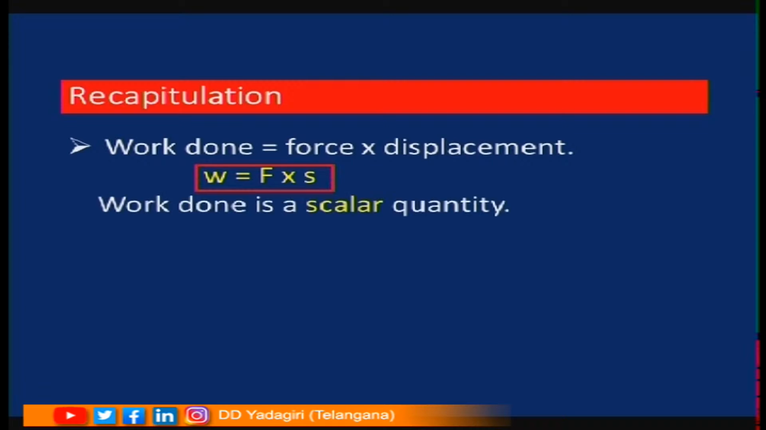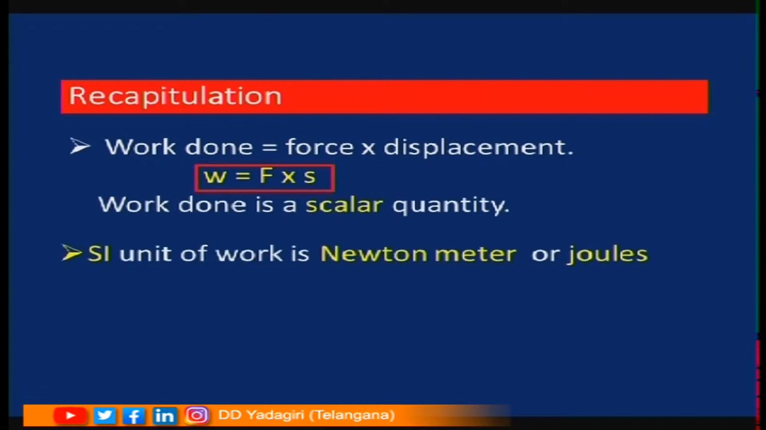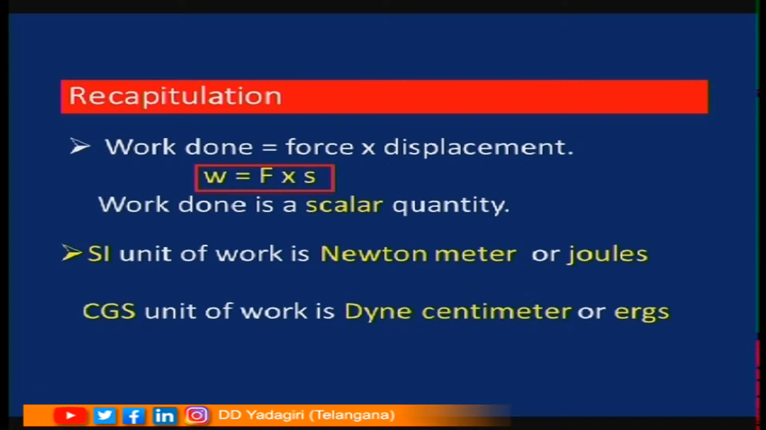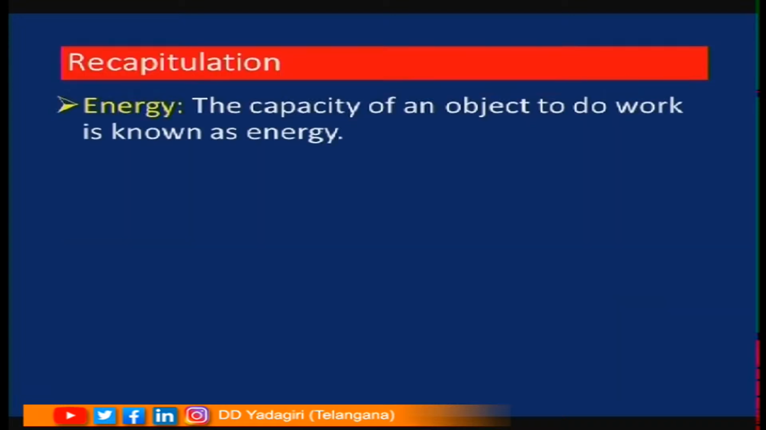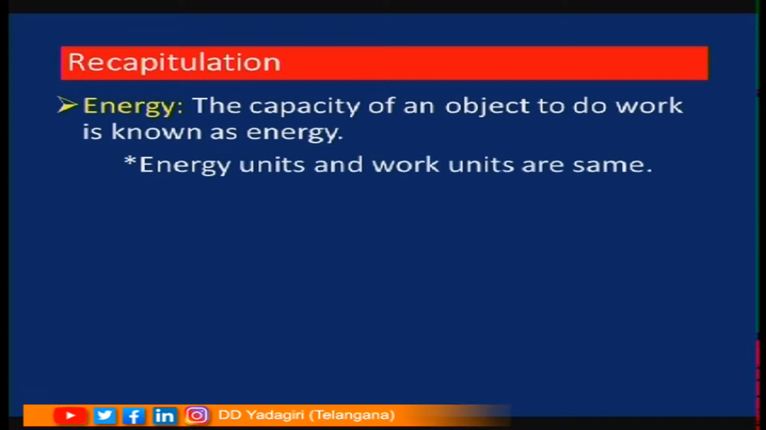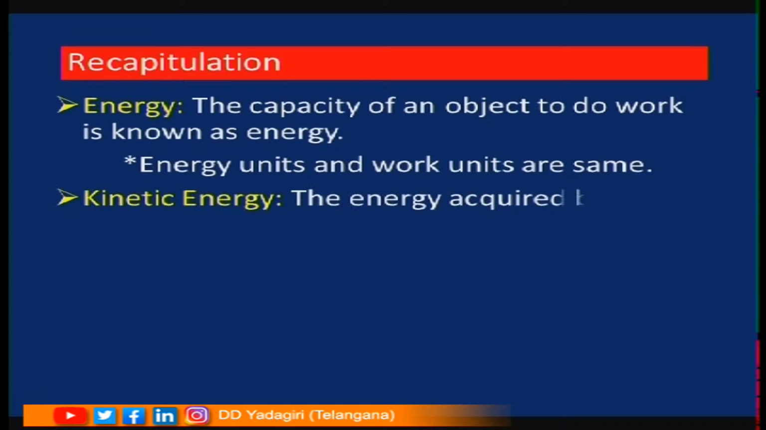Work done is a scalar quantity and it has units in the SI system Newton meter and in the CGS system ergs, that is dyne centimeter. Newton meter is said to be a joule and dyne centimeter is said to be erg. 1 joule equal to 10 to the power of 7 ergs. And also we discussed about the energy. What is energy? The capacity of an object to do work is known as energy. Energy and work both have the same units.